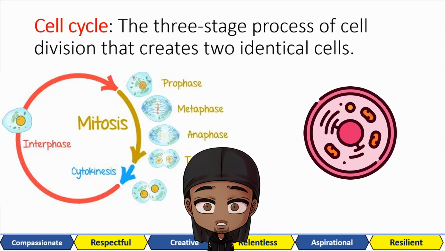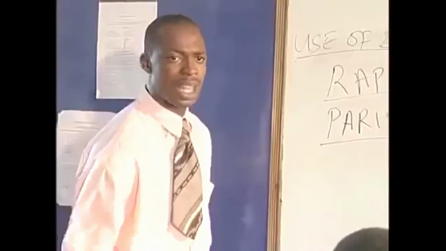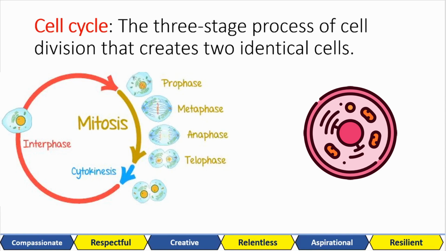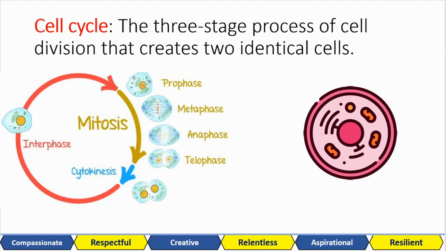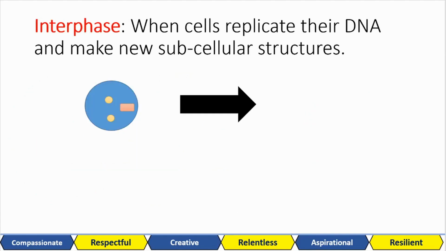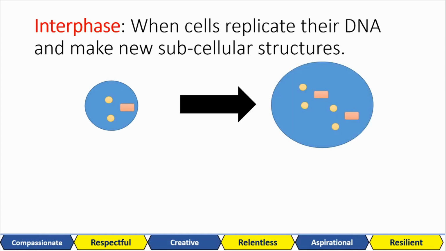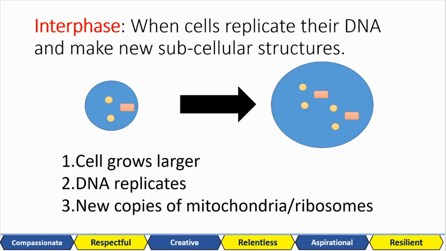Basically, it has to double in size and then make copies of everything inside it. The reason for mitosis is for growth and repair, so you need to make identical copies of the cells that you're replacing. One of the reasons why interphase is so long is because it needs to make copies of your DNA and also the subcellular structures like mitochondria and all of that. So essentially, this cell grows larger, its DNA replicates, and it makes new copies of mitochondria and ribosomes.